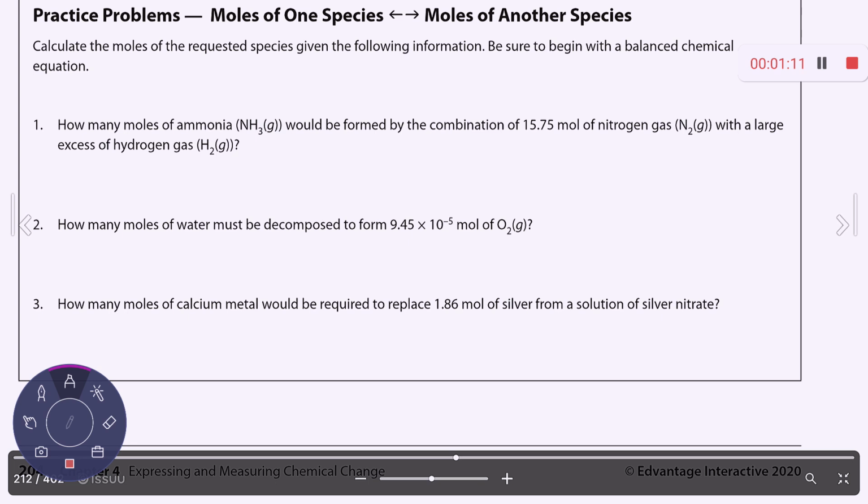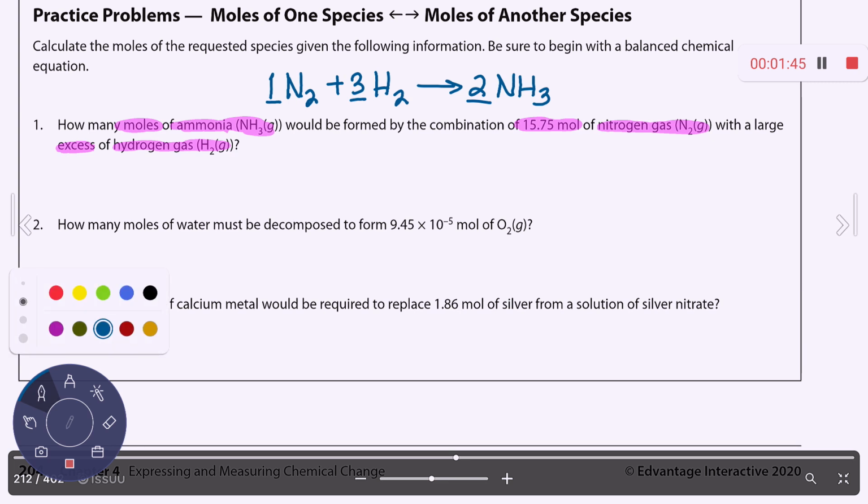For number one, it says how many moles of ammonia would be formed by combining 15.7 moles of nitrogen gas with an excess amount of hydrogen gas. Okay, so we've got nitrogen, which is N2, combining with hydrogen, which is H2, and we're making ammonia, which is NH3, okay? I need a 2 in front of NH3 to balance the nitrogens, and then a 3 in front of H2 to balance the hydrogens, and then we have a 1 in front of N2.